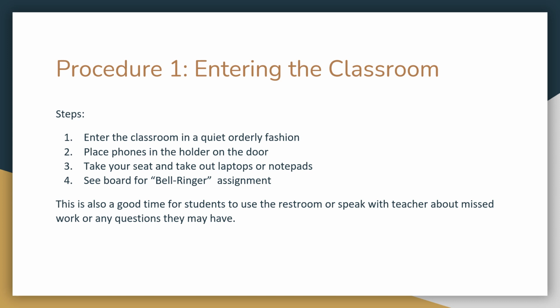The first procedure is how we enter the classroom. Students should enter the classroom in a quiet, orderly fashion, place their phones in the holder on the door, take their seats, and take out their laptops or notepads. Students should then see the board for the bell ringer assignment of the day. This is also a good time for students to use the restroom or speak with the teacher about missed work or any questions they may have.